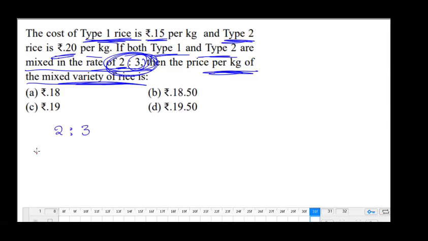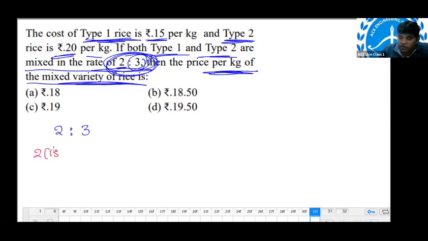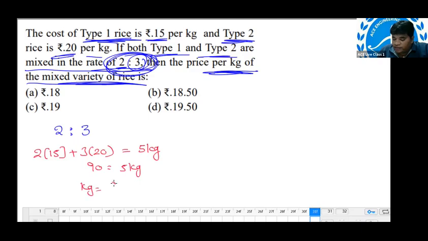So first 2 into 15 rupees per kilo, plus 3 into 20 rupees per kilo. This is 5 kg worth, so the total is 90 rupees for 5 kg. Each kg costs 90 by 5, so the answer is 18 rupees. Answer completed. Now, this is the general method.